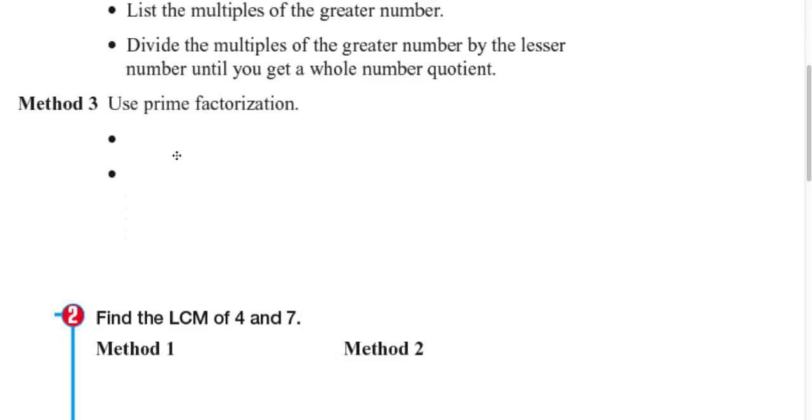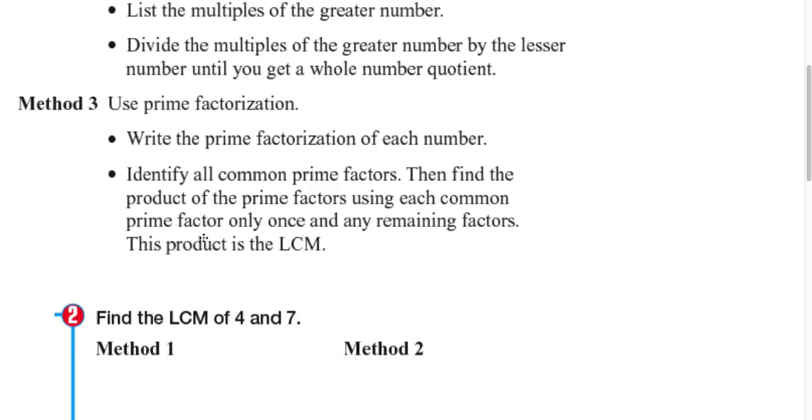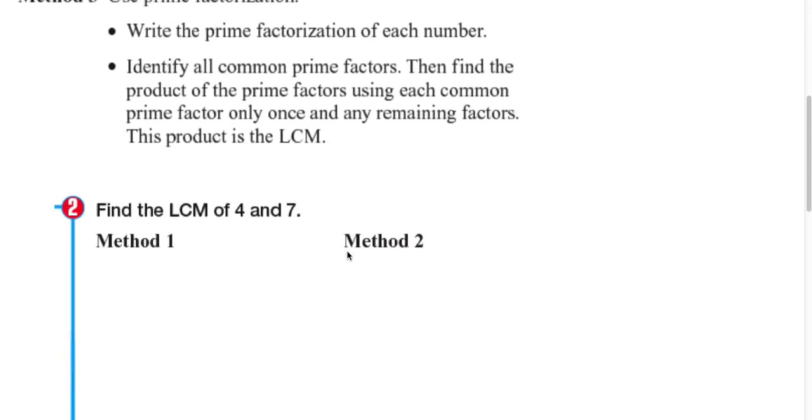So use prime factorization. First, write the prime factorization of each number, then identify all common prime factors. Then find the product of the prime factors, using each common prime factor only once, and the remaining factors. This is the LCM. Okay, easy to read, hard to do, so I'll show you later how to do that.